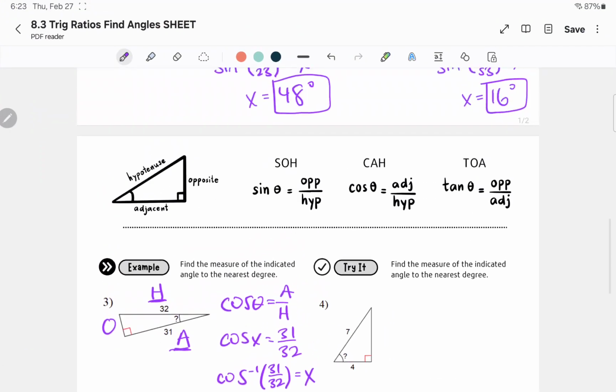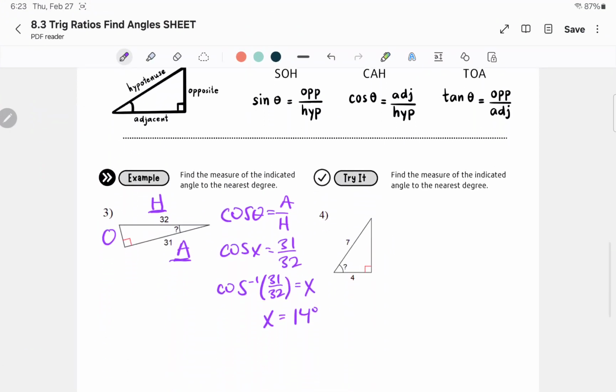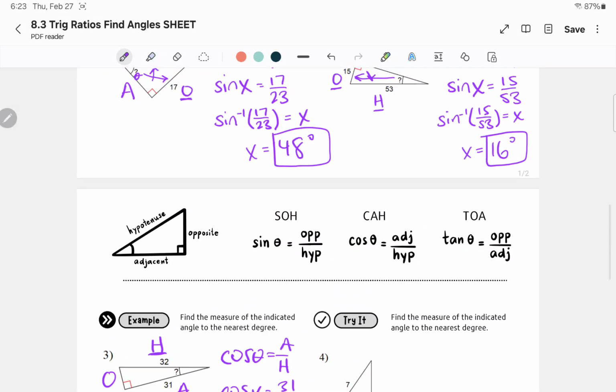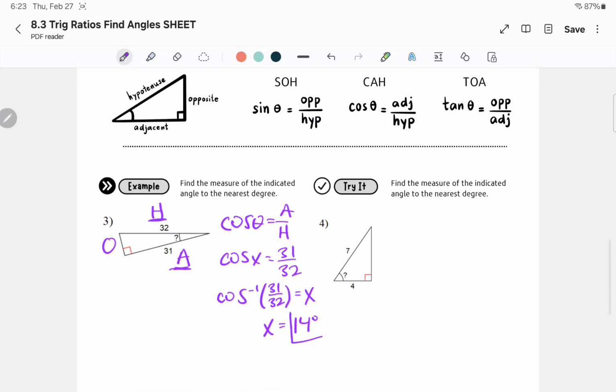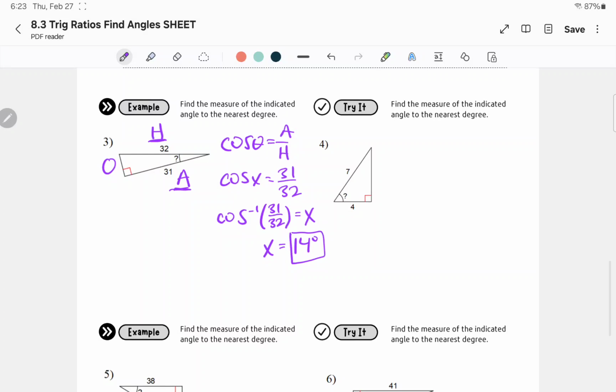Is that the same as the last one? No, 16. Very close. See how they're both kind of small. So you know you should be on the right track here. Yeah, so go ahead and try number 4. See what you get.